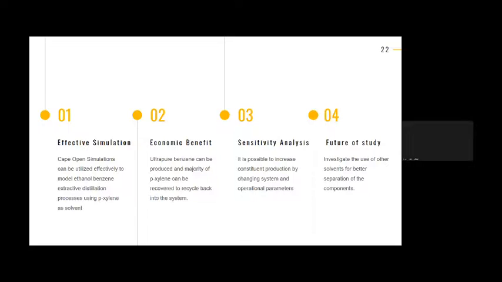I am still trying to complete this research paper. In the future, I would like to investigate the use of some other solvents for better separation of the components. Although para-xylene is one option, we can use other polar compounds with a lower volatility, which can be used for this specific case study.